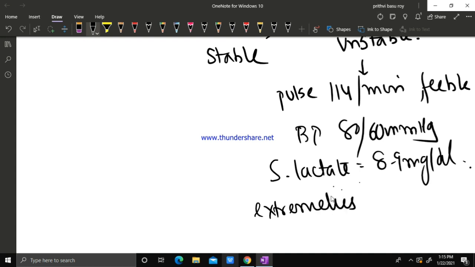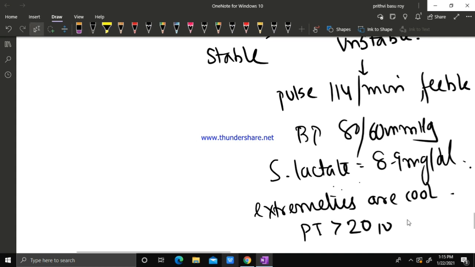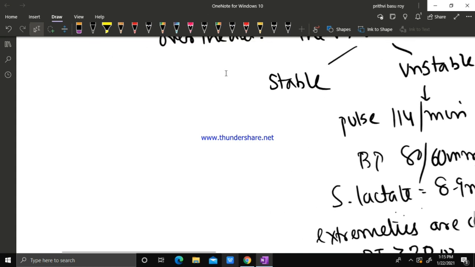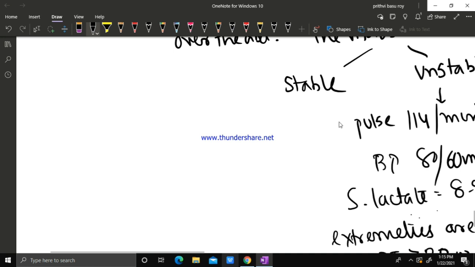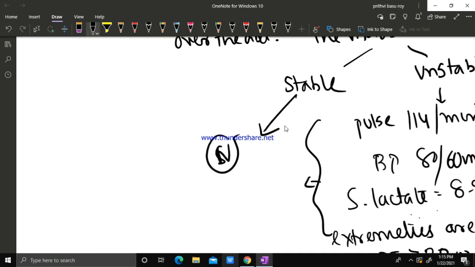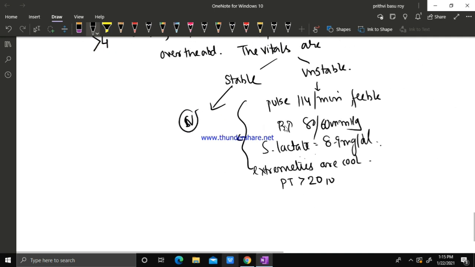Extremities are cool, and you should realize that the PT is more than 20. Just imagine. The patient is bleeding, in acidosis, has cool extremities in shock, a feeble pulse and is hypotensive. And if stable, these parameters would be normal. Clear? Okay, this is basic stuff.